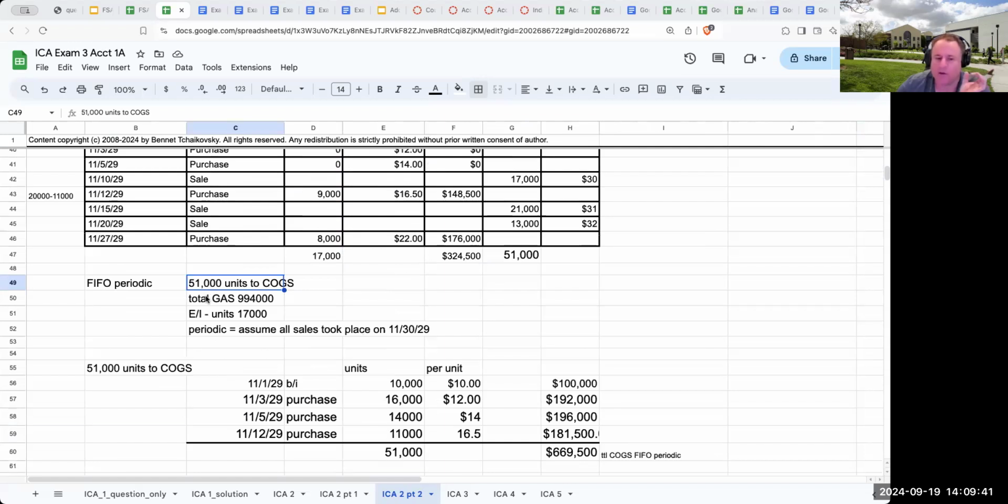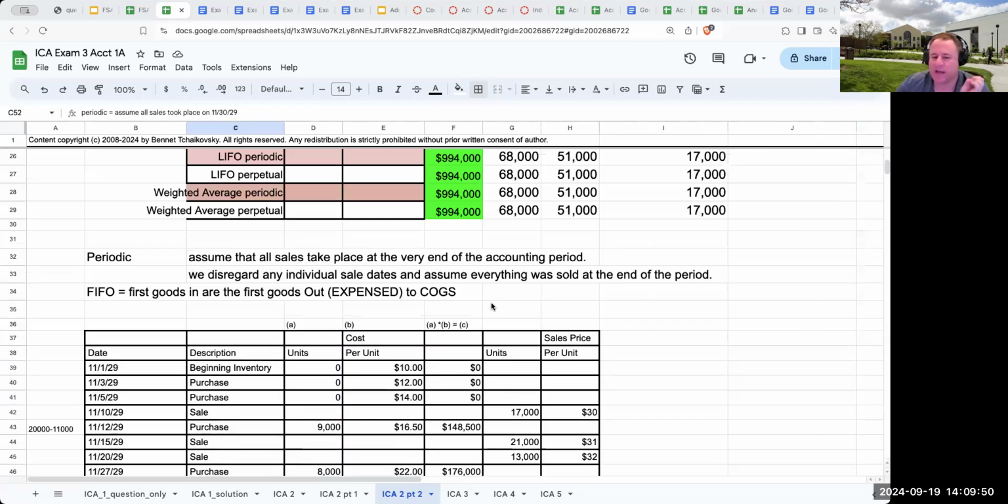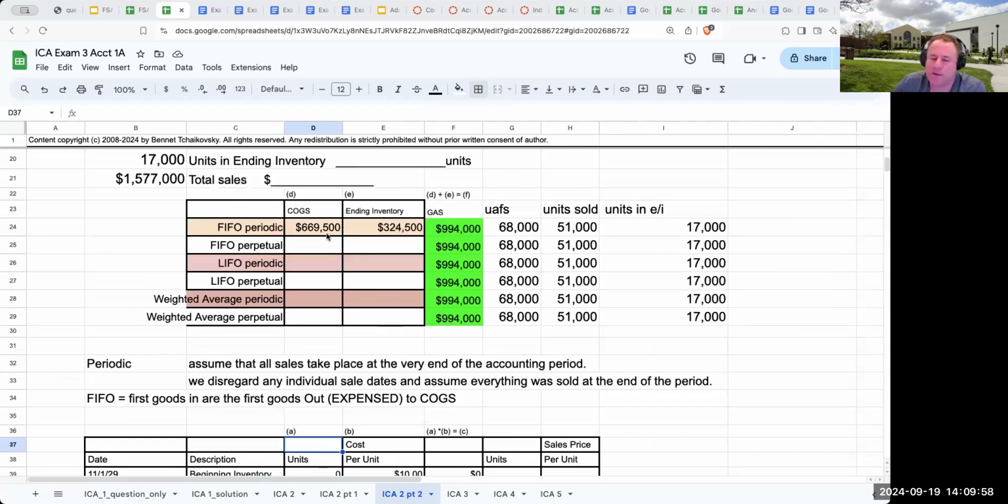So coming over here, also 51,000 units to COGS. We took care of that. Goods available for sale was 994. Ending inventory in terms of units is 17. And basically we're using periodic. So that was FIFO. The first goods in are the first out, or the first expense to cost of goods sold. So that would be my answer for FIFO periodic.